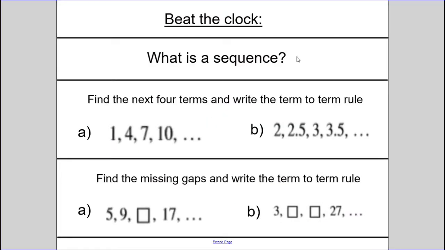So now we're going to have a look at a beat the clock. So we have a definition first, then we are asked to find the next four terms and to write the term-to-term rule. And in the final part, we are asked to find the missing gap and then to write down the term-to-term rule. Now, for this section, spend a maximum of 5 minutes and use the help of a timer to time yourself. Pause the video here.